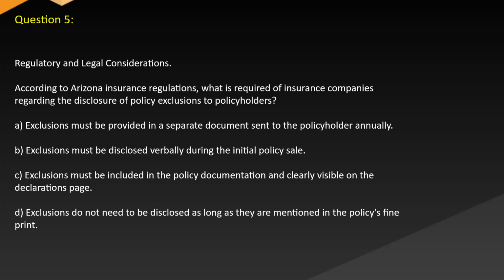Question 5. Regulatory and legal considerations. According to Arizona insurance regulations, what is required of insurance companies regarding the disclosure of policy exclusions to policyholders? A. Exclusions must be provided in a separate document sent to the policyholder annually. B. Exclusions must be disclosed verbally during the initial policy sale. C. Exclusions must be included in the policy documentation and clearly visible on the declarations page. D. Exclusions do not need to be disclosed as long as they are mentioned in the policy's fine print.